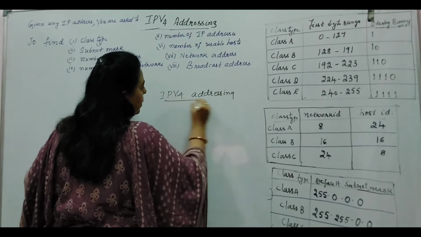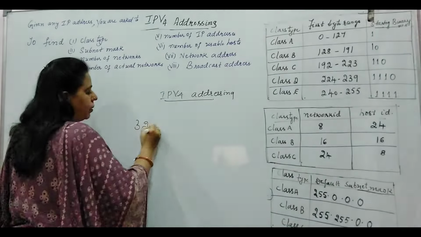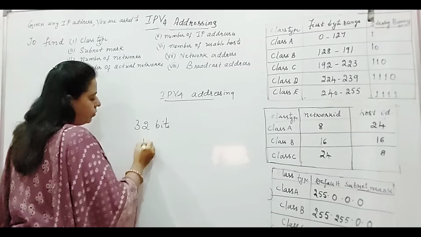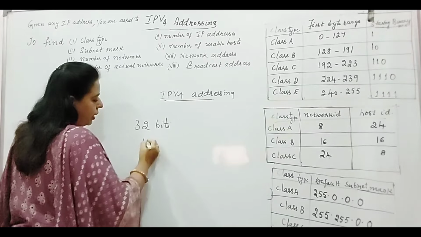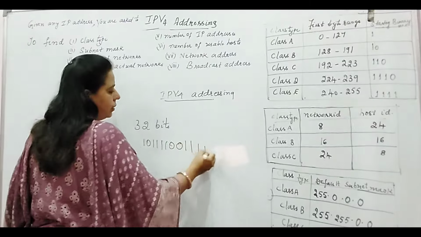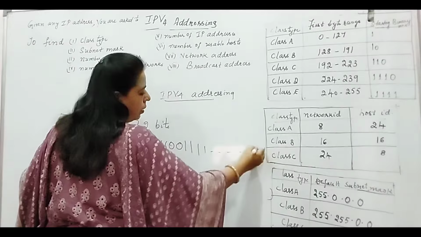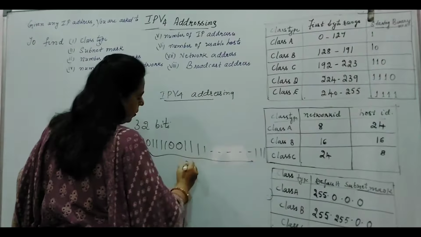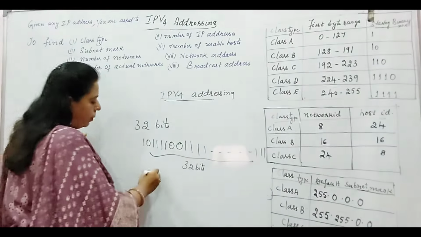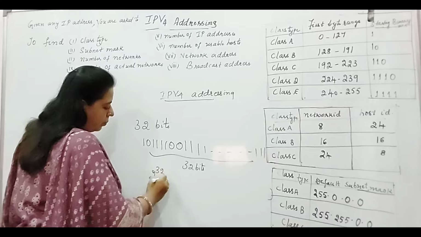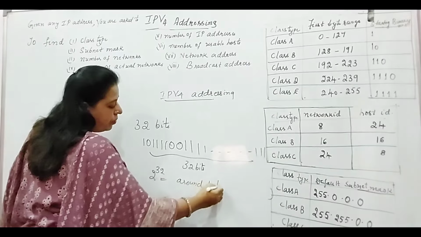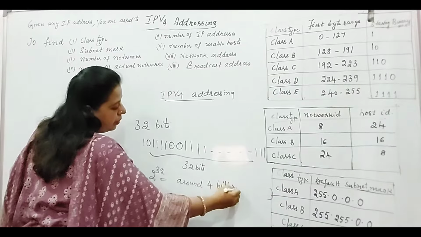IPv4 addressing concept. 32 bits are used to represent an IPv4 address. If I have to write it in binary, suppose I am writing a combination of ones and zeros like this, up till how many? 32 bits here, binary. Now 2 to the power of 32, you just see the number, it is around 4 billion. 4 billion IPv4 addresses are possible.